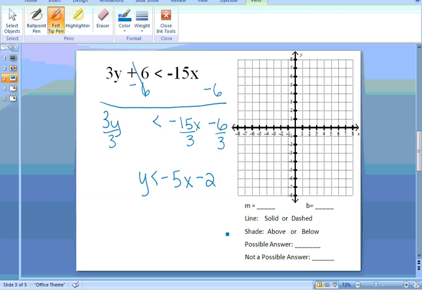So this is my equation. Now my slope is negative 5, or negative 5 over 1, and my y-intercept and my begin point is negative 2. Since I do not have an equal to sign, this is going to be a dashed line. And when we're talking about shading, this is the equation for my line. If my y's are less than my line, it's going to go below. So if y is the smaller number, we're going to shade below.